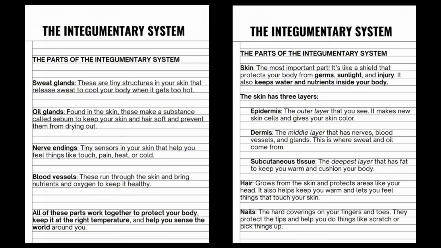Hair grows from the skin and protects areas like your head. It also helps keep you warm and lets you feel things that touch your skin. Nails. Nails are the hard coverings on your fingers and toes. They protect the tips and help you do things like scratch or pick things up.